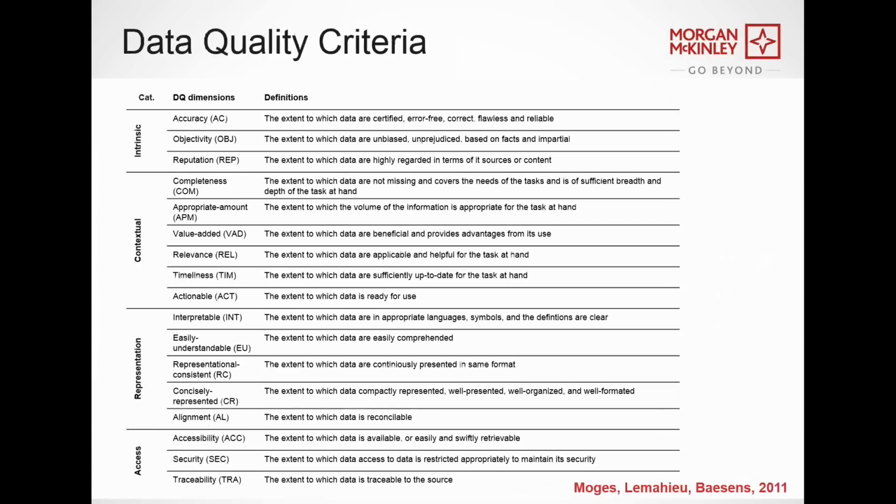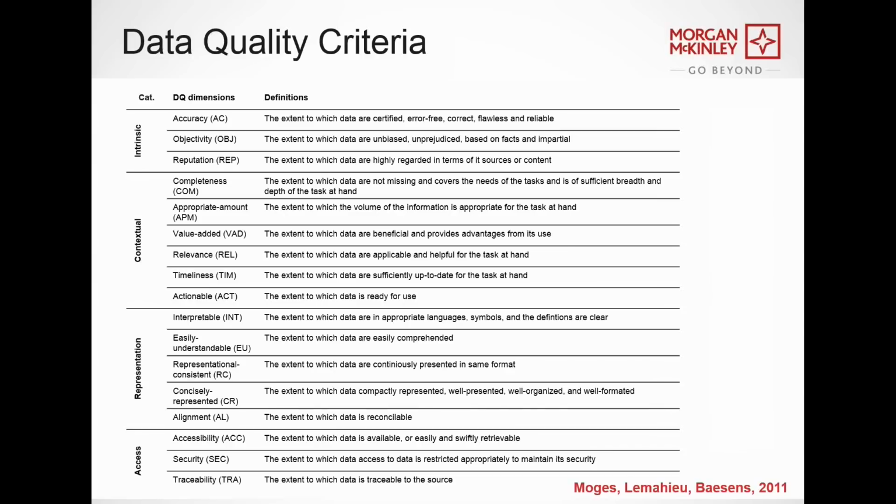I have a PhD student who did some work on the topic, and here you can see the various data quality dimensions that we have considered in our research. I'm not going to go through them one by one. I'm just going to highlight some categories. So you can see to the left we have some categories relating to intrinsic data quality, contextual data quality, representation, access, and so on. Obviously, some of these data quality dimensions are overlapping, but it is important to make sure that data is accurate, objective, of good reputation, complete, etc.